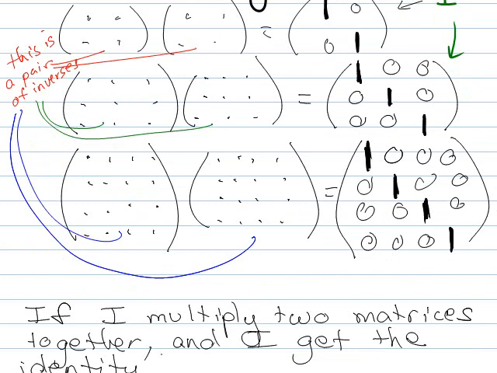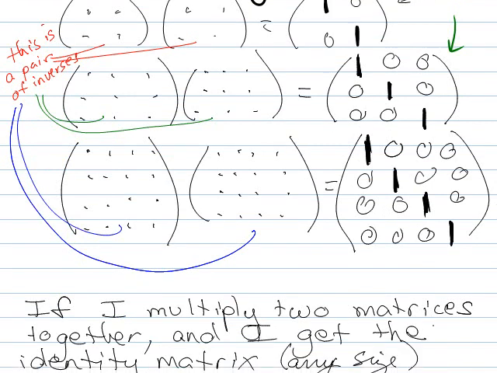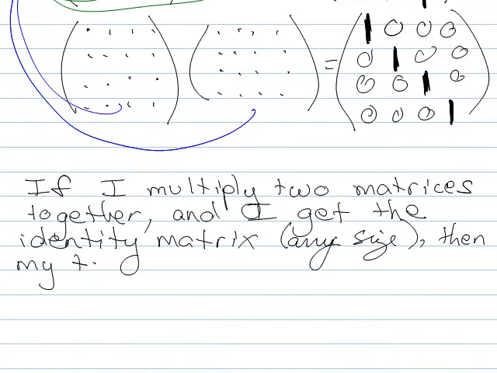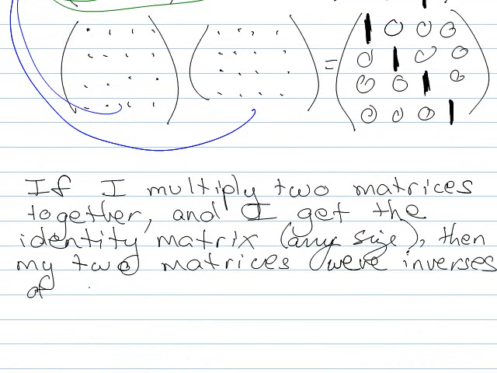this is a lot of theory, I understand. And this is for any size identity matrix. Then my two matrices were inverses of each other. Okay, so if I multiply two matrices together and I get the identity matrix of any size, then my two matrices were inverses of each other.